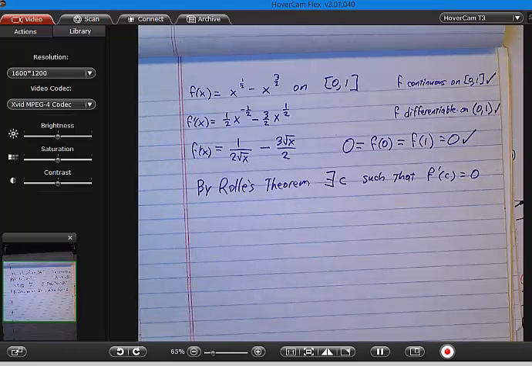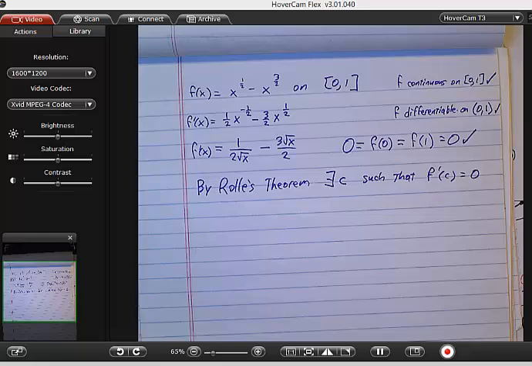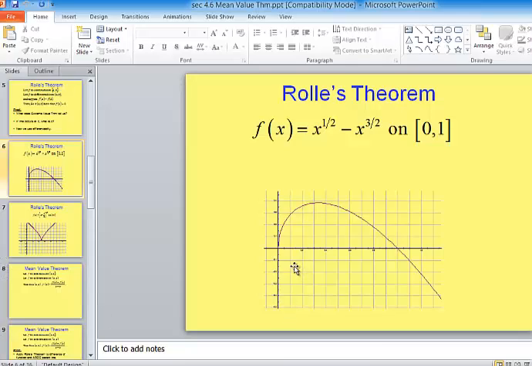And I'm just going to look on my picture, and I'm going to point to where I think it is. Looks to me like if you solved it, it would be right around here, right? So a little bit less than a half is where you'd have the horizontal tangent line. Guys follow? That's Rolle's theorem, which we proved.